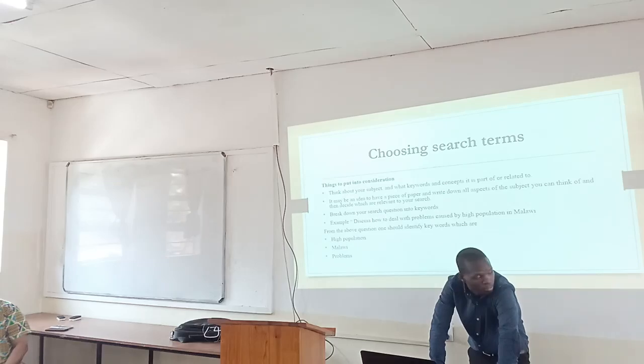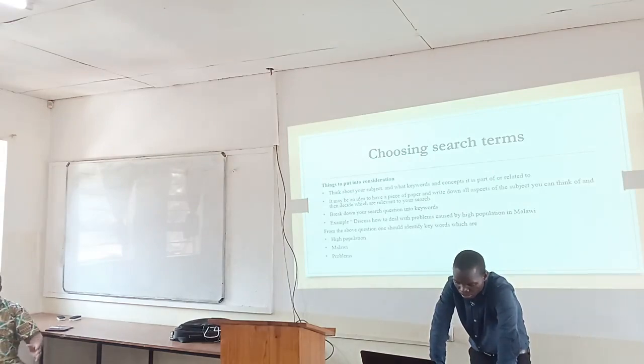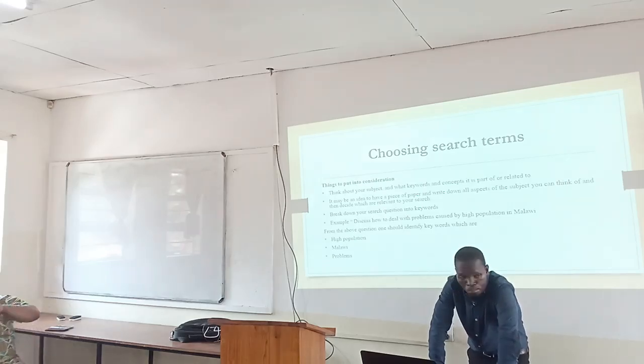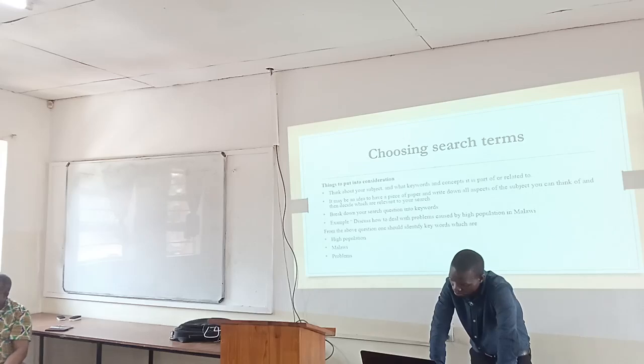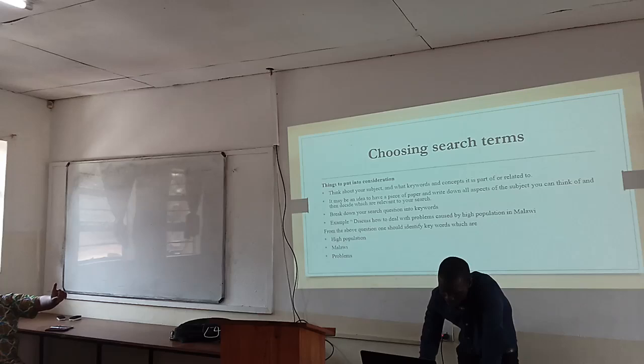So now, the same thing. You select out all those other materials that are talking about high population in the world, and that leads you to high population in Malawi. If you end up with 500 documents, you can't read all those 500 documents. Then you pick another key term, such as problems, as a way of limiting and reducing until you come to what you are interested in. So when you come up with your title, you should be able to have some key terms for searching for the literature, which you can use.